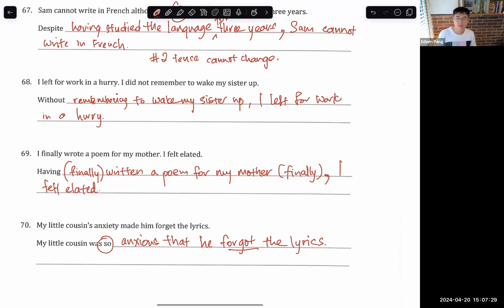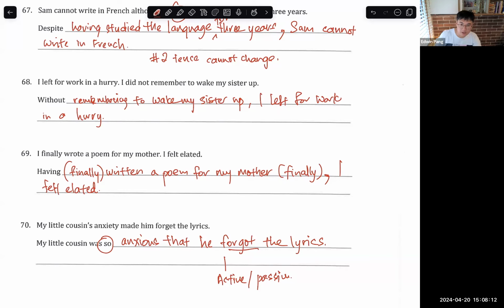Okay. My little cousin was so anxious that he forgot the lyrics. So the anxiety made him forget, right? So I'm actually using active passive here. That means I'm changing the position of the subject and the object. So it's no longer the anxiety. I have replaced my little cousin in the subject seat. So it's not the anxiety, it's he. Therefore, made him is removed because it's no longer in the passive form, it becomes direct. He forgot the lyrics. So the made him is removed because active becomes passive, or rather passive becomes active. Was so anxious that he forgot the lyrics.